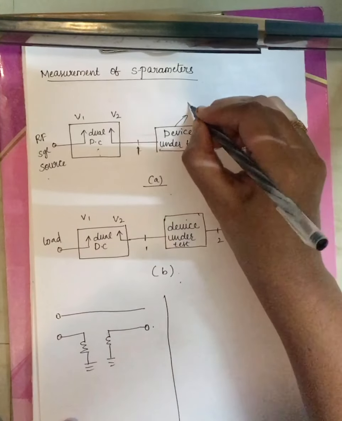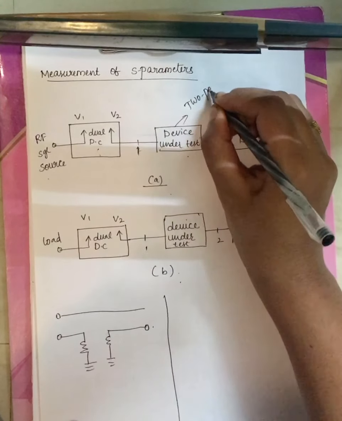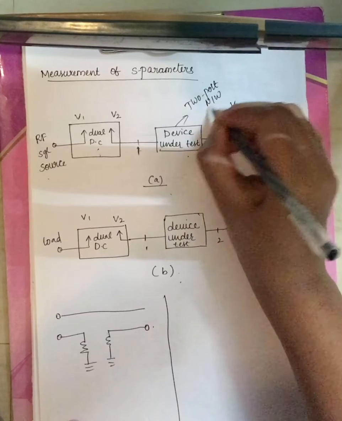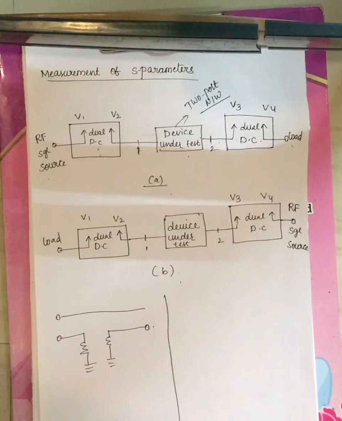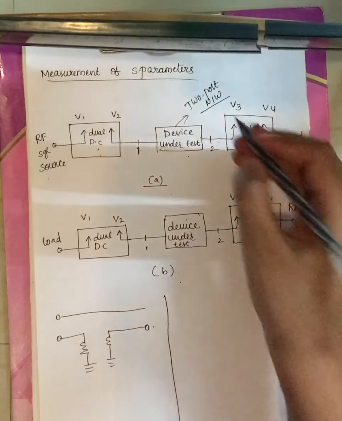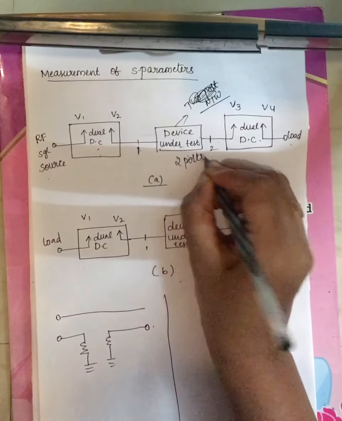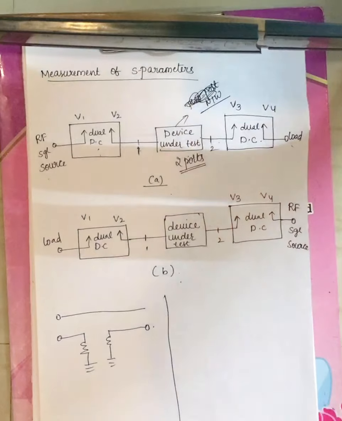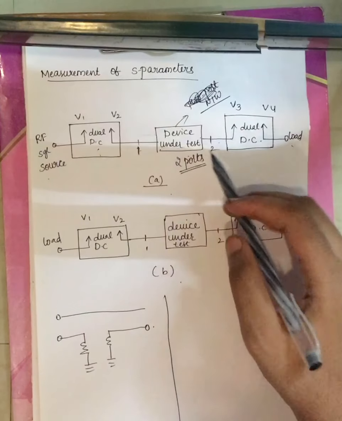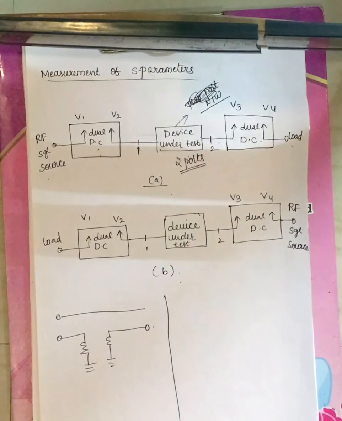Now for this device under test, let us assume a two port network. For the two port network we have to measure the scattering parameters. This device has only two ports. For this particular two port device we have to measure the S parameters. Either it contains two ports or three ports, any ports; for the normal basic two port device we are measuring the scattering parameters.